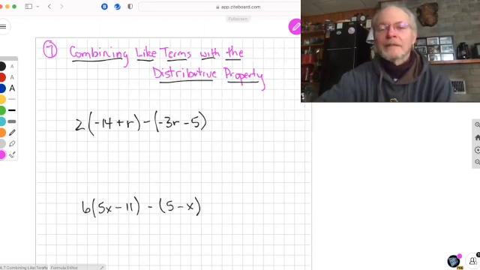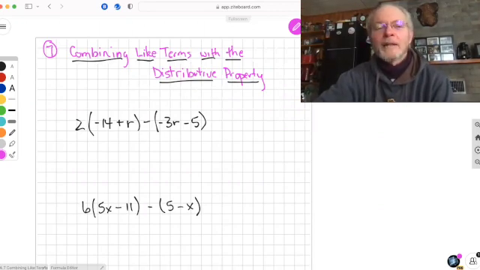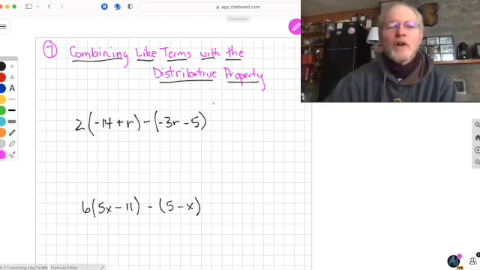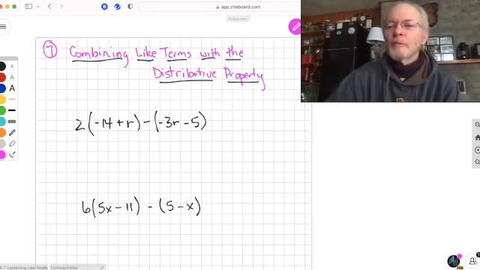In the last two videos, we covered two concepts, combining like terms and the distributive property. In this lesson, we're going to put those two together and work on a little bit more complex problems than the previous ones. So combining like terms and the distributive property, let's go to these examples here.